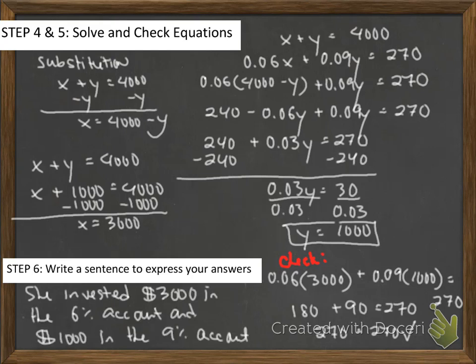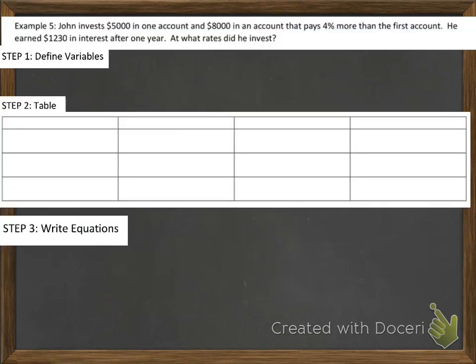So we can say that she invested $3,000 in the 6% account, and she invested $1,000 in the 9% account. Example 5. John invests $5,000 in one account and $8,000 in another account that pays 4% more than the first account. He earned $1,230 in interest after 1 year. At what rates did he invest?